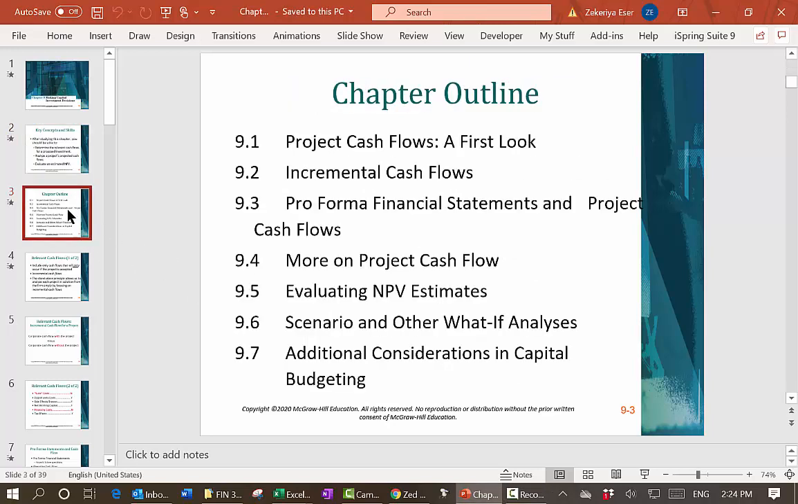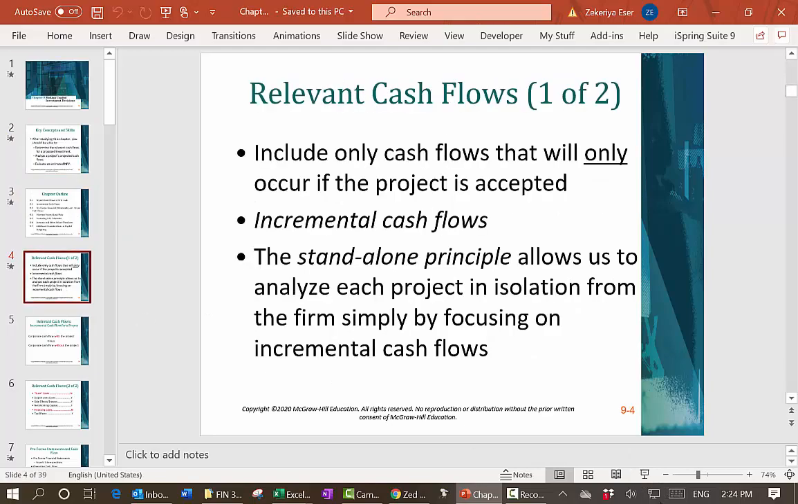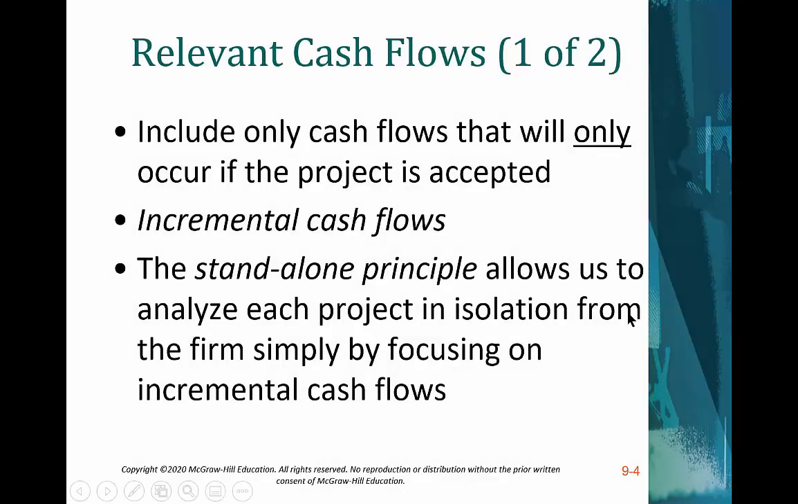Now, what's important is we're going to include cash flows that are relevant. What we mean by that is these are the cash flows that would happen only if the project is accepted. And we will also look at the so-called incremental cash flows. In a sense, we're going to look at the difference between the cash flows of the firm if the project is accepted versus if it's not accepted. That way, this is the so-called standalone principle. We can analyze the project in isolation from the firm.